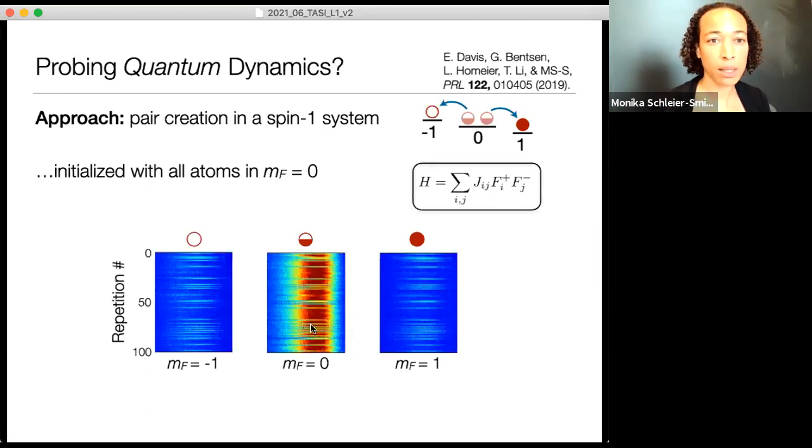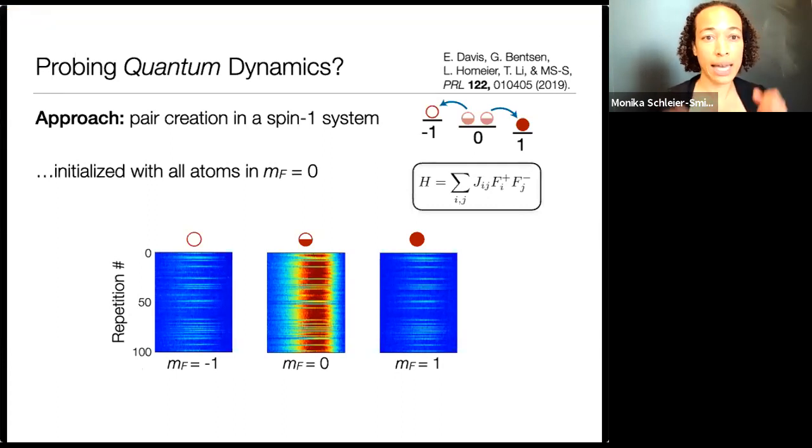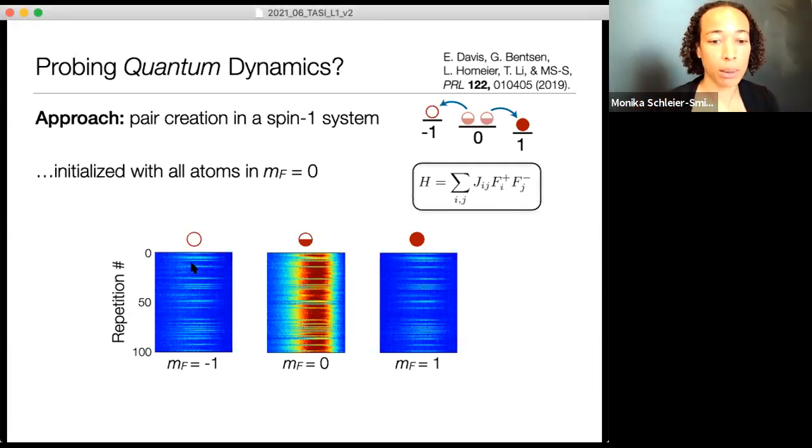Here's an experiment where we did just 100 repetitions of the same experiment. Each time we initiate the atoms in the 0 state, we turn on interactions, and we watch after some time how many atoms are in the +1 and the -1 state. We just take a picture individually of the atoms in each of the three states. Okay, and what you'll see is that, first of all, there are large fluctuations from shot to shot.